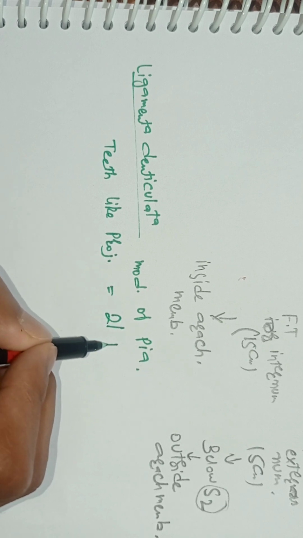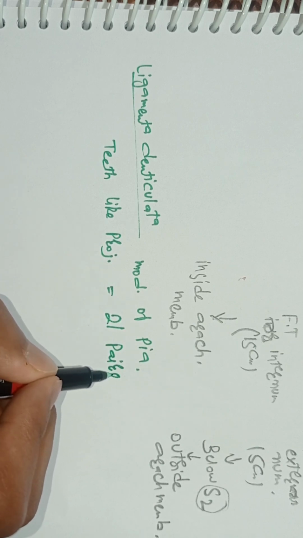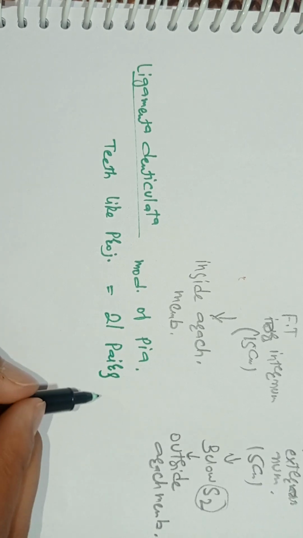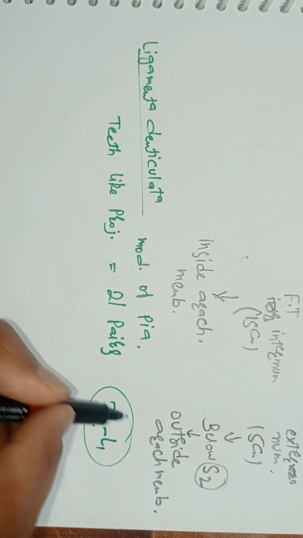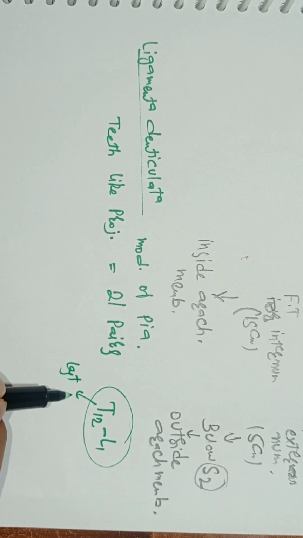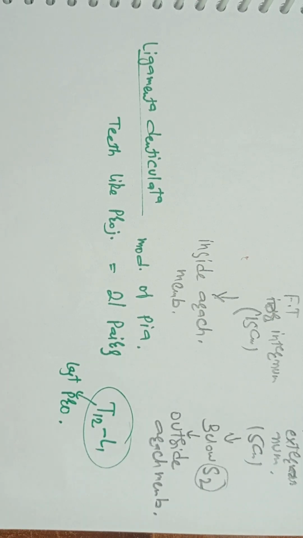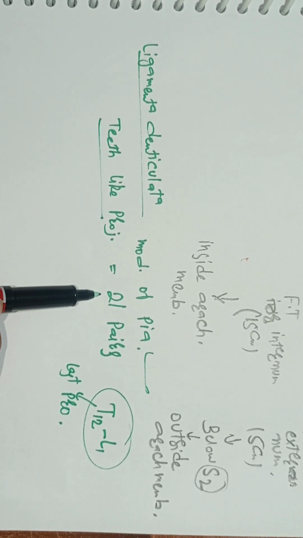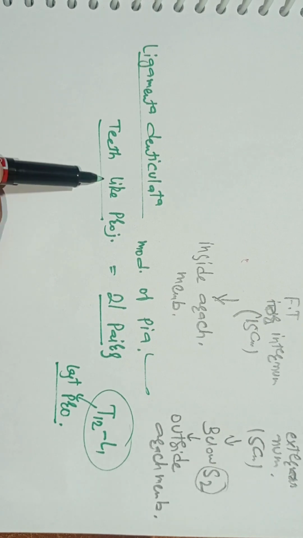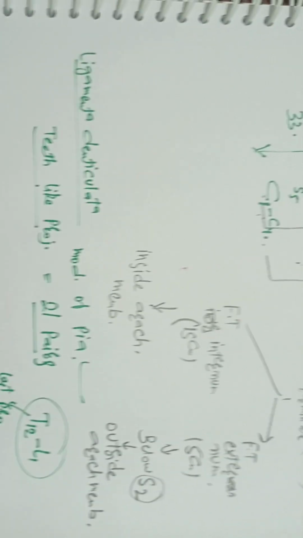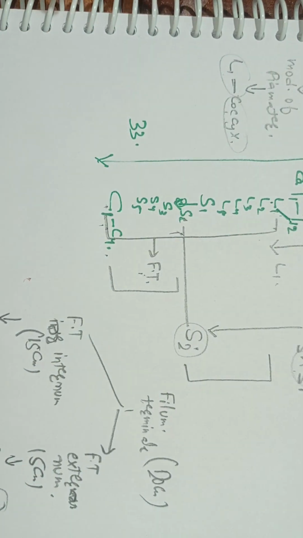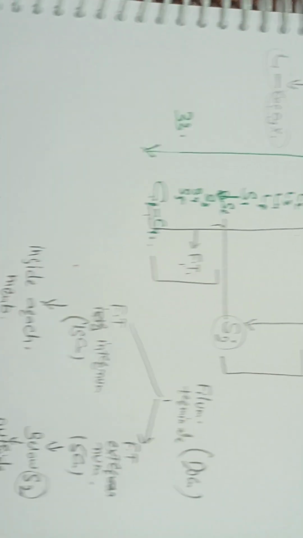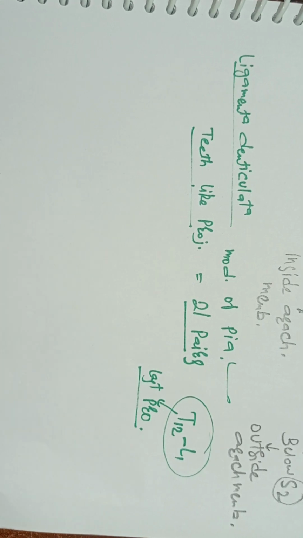Total 21 pairs of these teeth-like projections, and the last one is seen at the level of T12 to L1. This is the last projection. So ligamenta denticulata are modifications of the pia. Total are 21 pairs, and the last projection is seen at the level of T12-L1. So where is T12-L1? This is T12-L1 here.